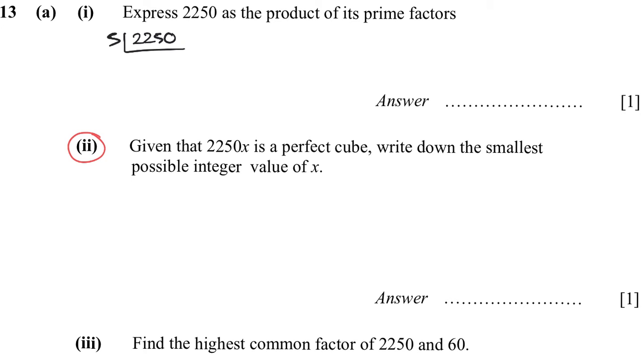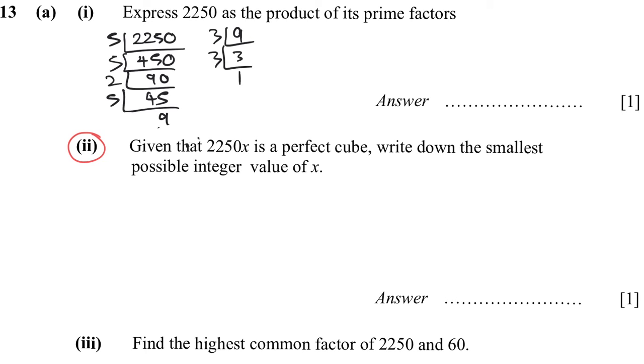Divide by 5. 450 divided by 5 again. 90, now I can divide 45 by 5 again, get 9, 3, 3, 1. Okay, that's a bit messy, that's not so nice. Let me just change it over here. 3, 3, 1. So 2250 as a product of prime factors is 2 times 3 squared times 5 cubed.